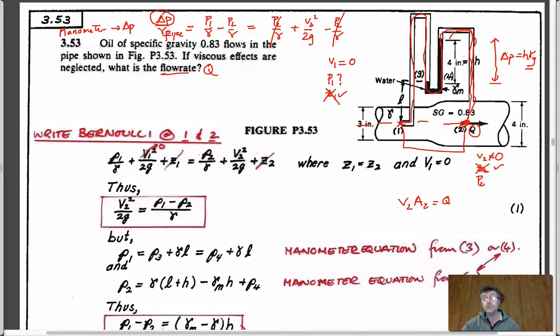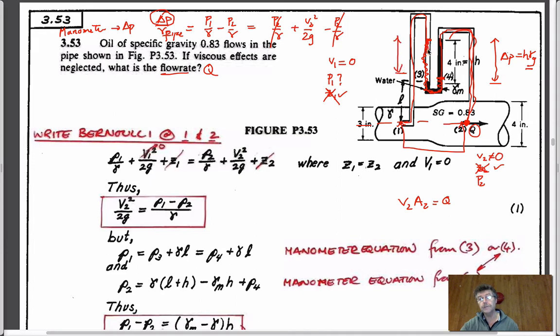I know that, yeah, it was this nozzle one. So if H came out to be negative in this case, then it means that instead of the manometer looking like this, it would actually look like this.